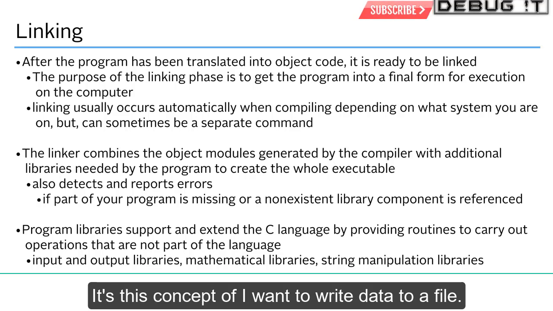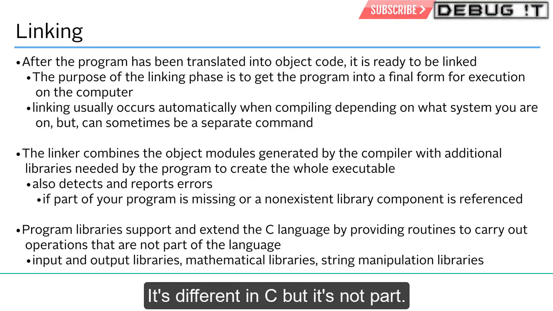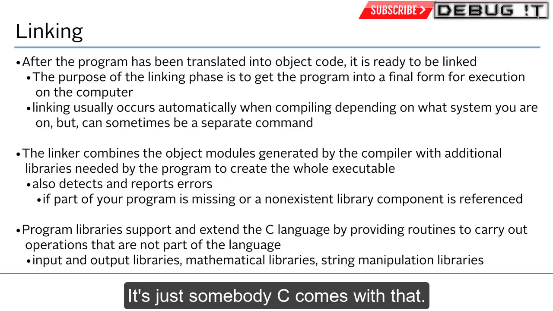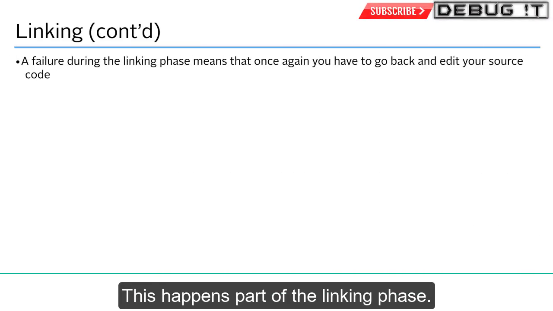It's this concept of: I want to write data to a file. I don't want to implement it myself. I'm going to use an existing library that comes with the language. It's still written in C, but it's not part of the language itself. C just comes with that. So there are all sorts of different libraries that we're going to learn about and use. This happens as part of the linking phase.